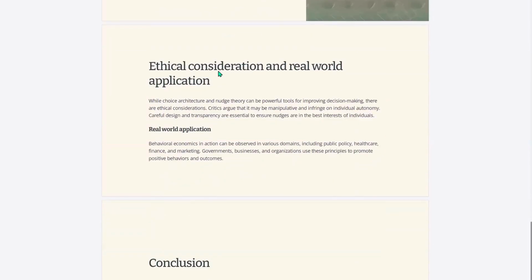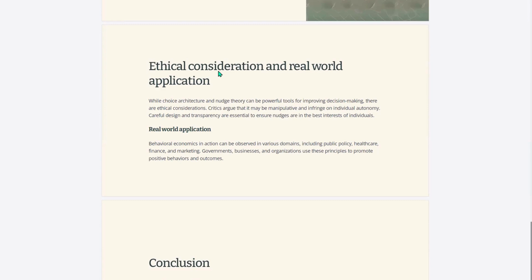Ethical considerations are very important whenever you are allowing customers to make choices, because if we force customers to take certain choices, it may not come out in a very healthy way, and there might be a lot of criticism. So both choice architecture and nudge theories are powerful tools for improving decision making, but we must keep some ethical considerations, because if the choices are very manipulative, it might lead to infringing somebody's right or privacy. You understand what I'm saying?